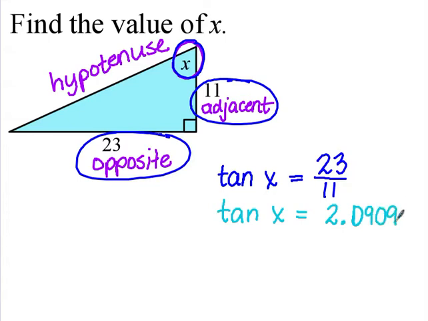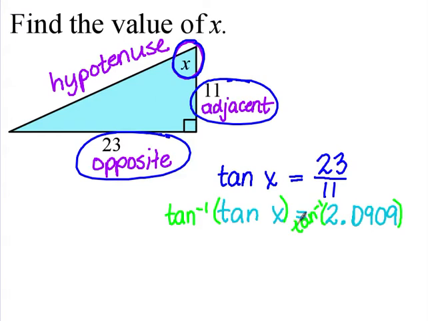2.09 repeating? Okay, now I need to solve this for x. You're going to notice on your calculator there should be a button that says tan -1. So what I need you to do is hit that tan -1 button and then type in 2.0909.